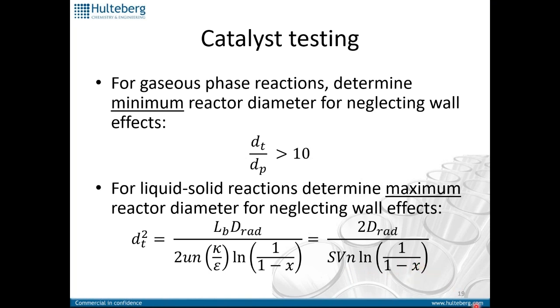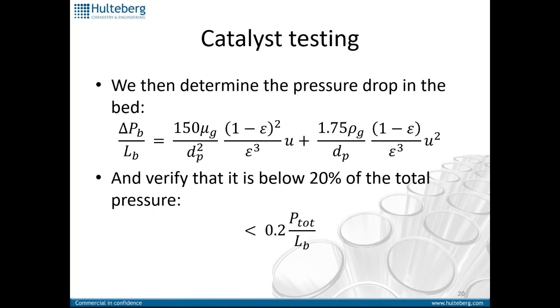So the take-home message, make sure that you have a large enough reactor diameter for doing gas phase testing, and make sure you have a small enough reactor diameter for liquid flow testing. Then finally, what we need to do is determine the actual pressure drop in the catalyst bed. Here we're using Ergun's equation. So we have this equation here which relates the pressure drop of the bed to the length of the bed.